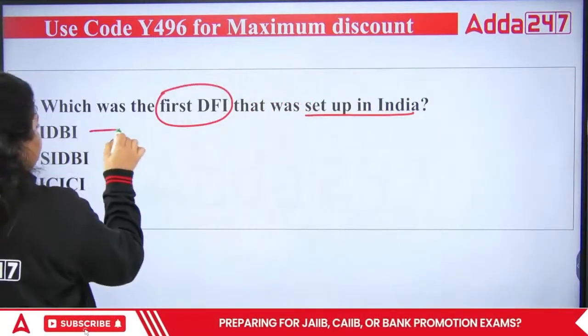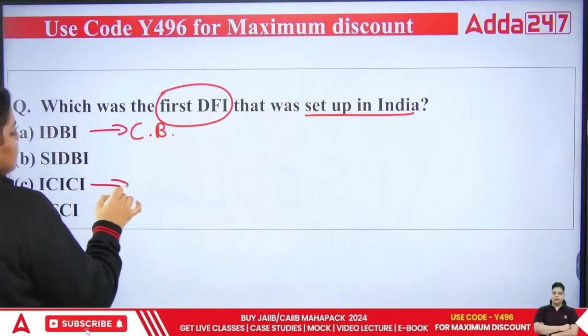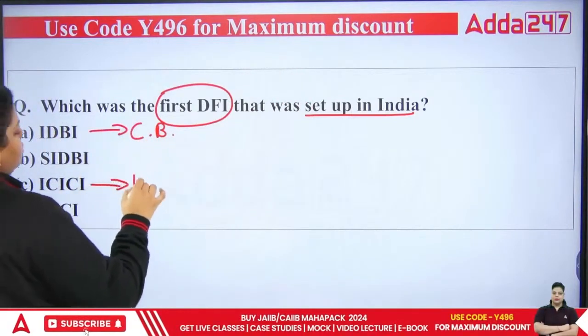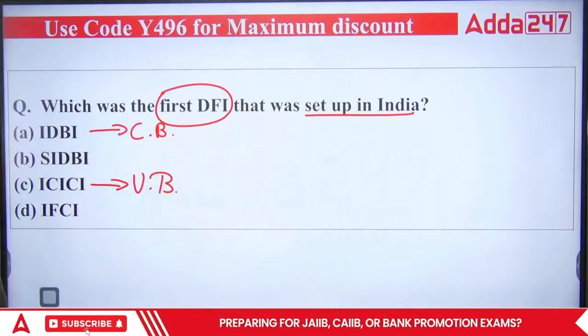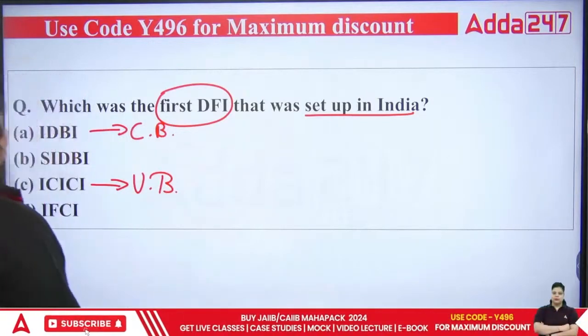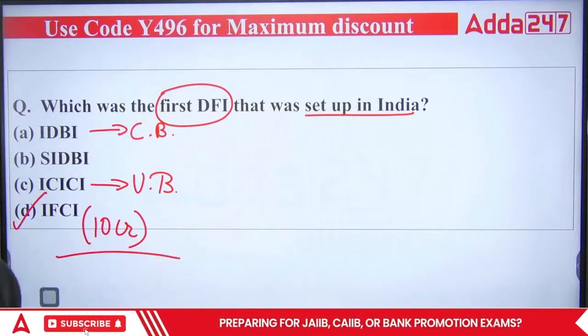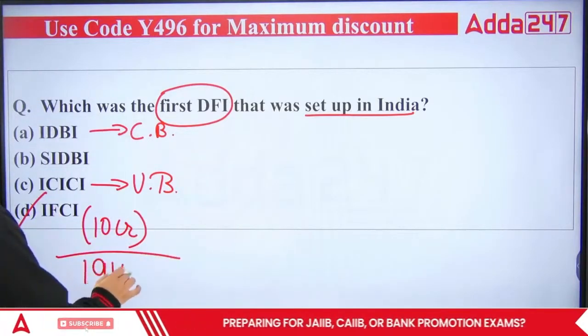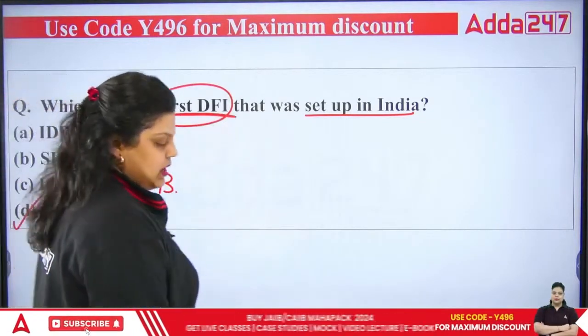Acha, IDBI used to be a development financial institution, now it is a commercial bank. ICICI Bank used to be a development financial institution, it converted itself into universal banking. And ICICI Bank was the first bank which introduced universal banking. Okay, so the right answer is obviously IFCI. With the capital of 10 crore, we started the IFCI in 1948, after independence, and that's the first development financial institution we have.